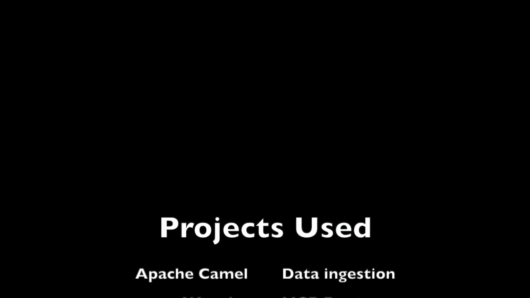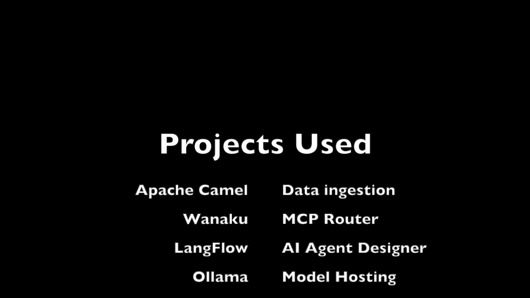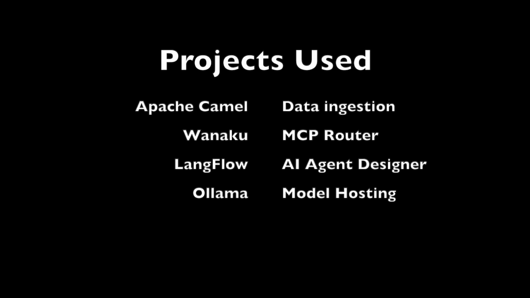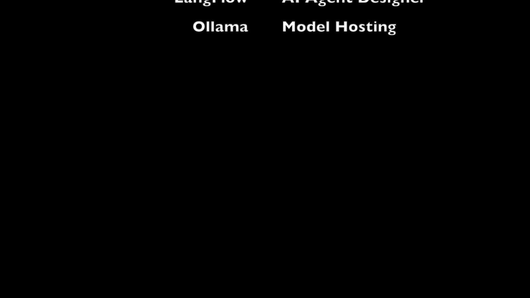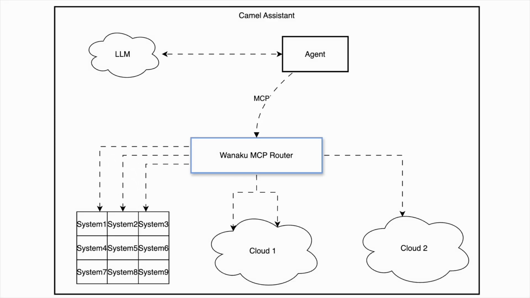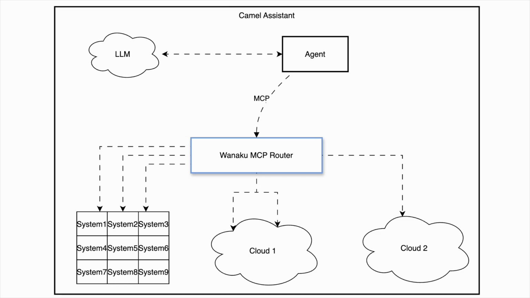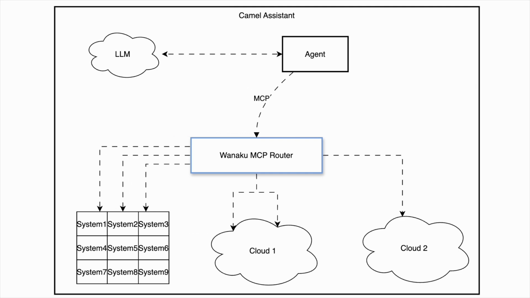To do that, we are gonna use LangFlow for visually building our agent, Apache Camel itself for data ingestion, and a powerful new system called Wanaku MCP router. The Wanaku MCP router is an integration service designed to securely connect AI agents with various enterprise systems and cloud services. It might sound complex, but by the end of this video, you will see how these pieces fit together to create a seamless and powerful pipeline for context-aware AI.